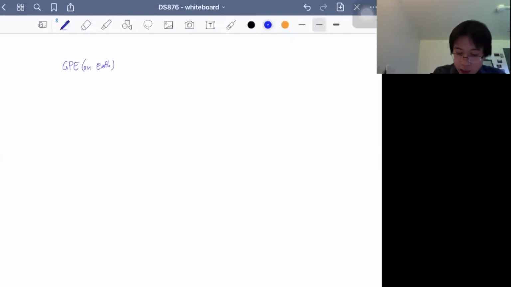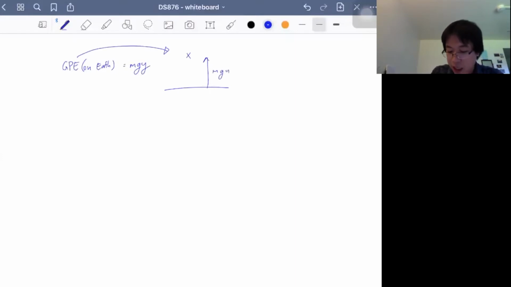If I put a bracket on Earth, you know the formula is mgy, where y is the height. Where does that come from, right? So if I find a gravitational potential energy on Earth at this location, you would tell me it's mgy, where y is the height of this. Well, the definition is this. So for the electric potential energy, the definition is, so this is a symbol for definition.